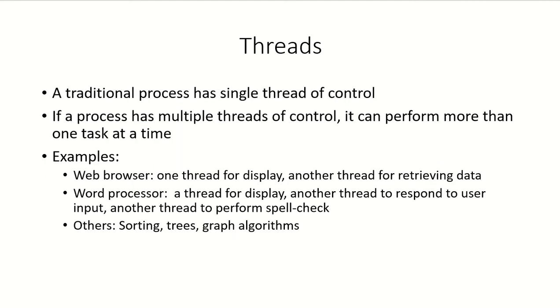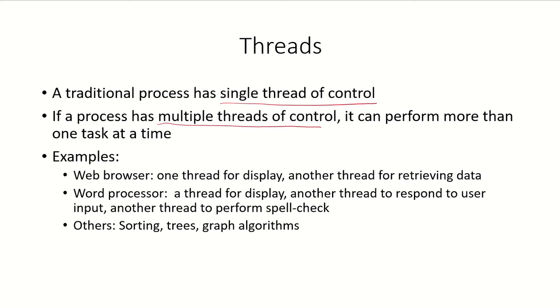Now, we have been seeing till now, when we have been looking at processes, that a traditional process had a single thread of control. That means all the instructions were being executed by a single processing entity. But if that particular process can be broken down into subtasks through multiple threads of control, then it can perform more than one task at a time.